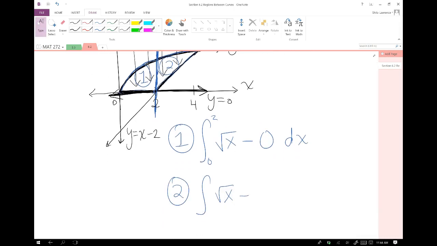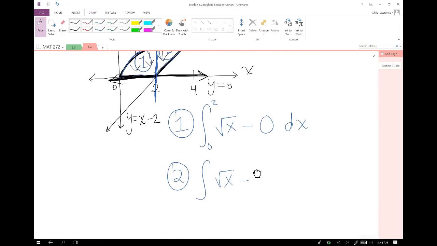x minus 2 graph. Now you need to be careful because our bottom graph has two terms in it and we're subtracting it. So technically that subtraction is going to have to be distributed. So it's always a good idea to use parentheses here. If we didn't use parentheses, we would get the wrong answer. And that region goes from 2 to 4.